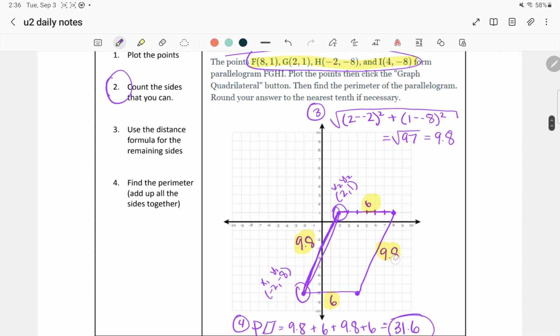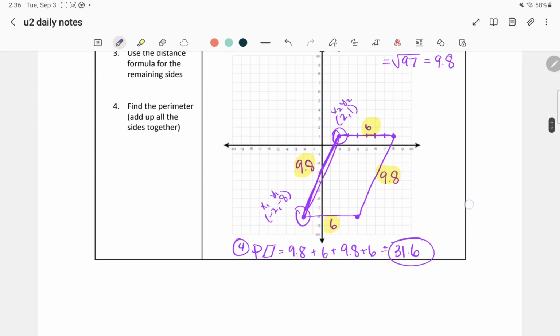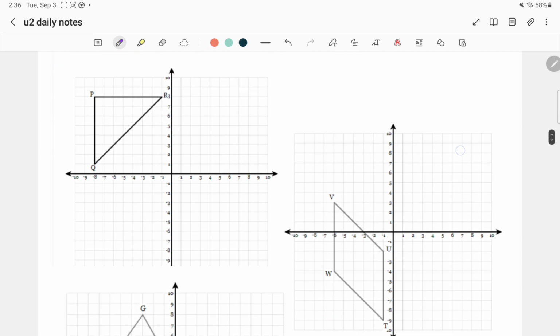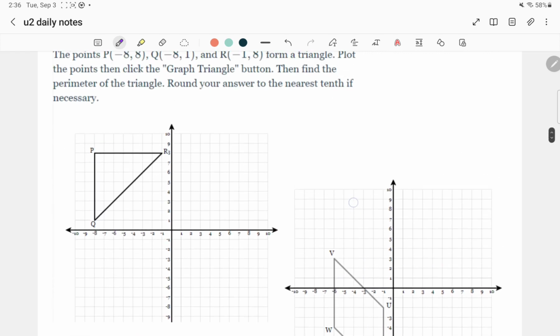So count the sides you can. Use the distance formula for the ones you can't. And once you find all of the sides, add them up. Okay? You can either be given parallelograms or you can be given triangles.